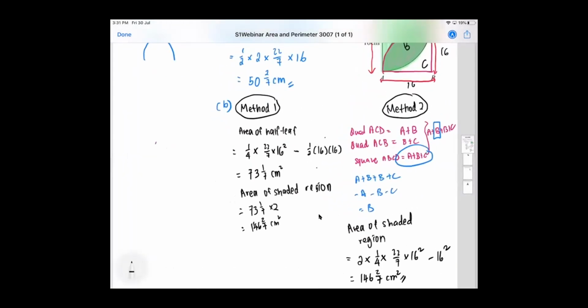Actually, in fact, I find this is way faster. Way easier. Usually it really depends on individuals. But if you find this method 2 very difficult, if you find that it's very hard to visualize, especially during exams, you find it so difficult to process this whole thing, then you can use the half leaf.